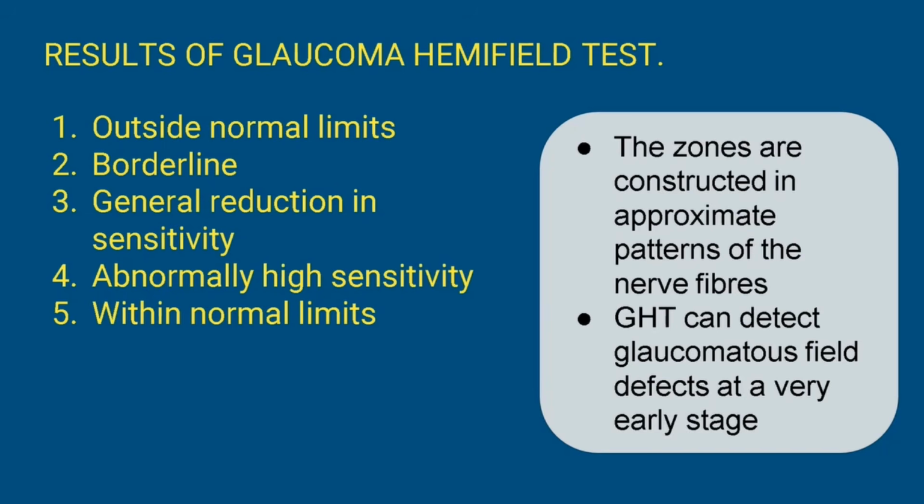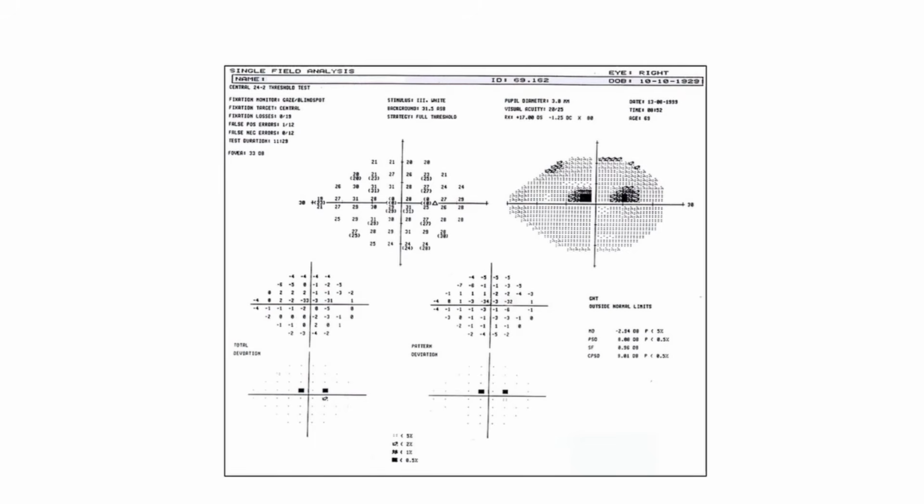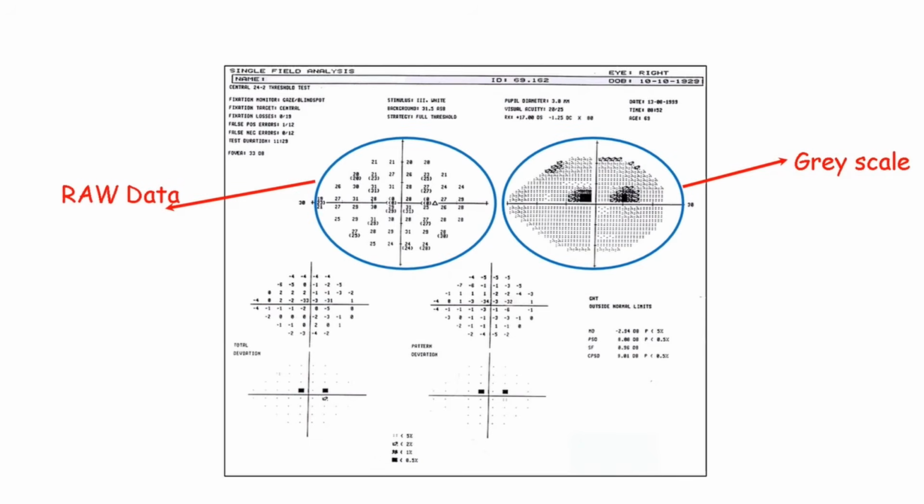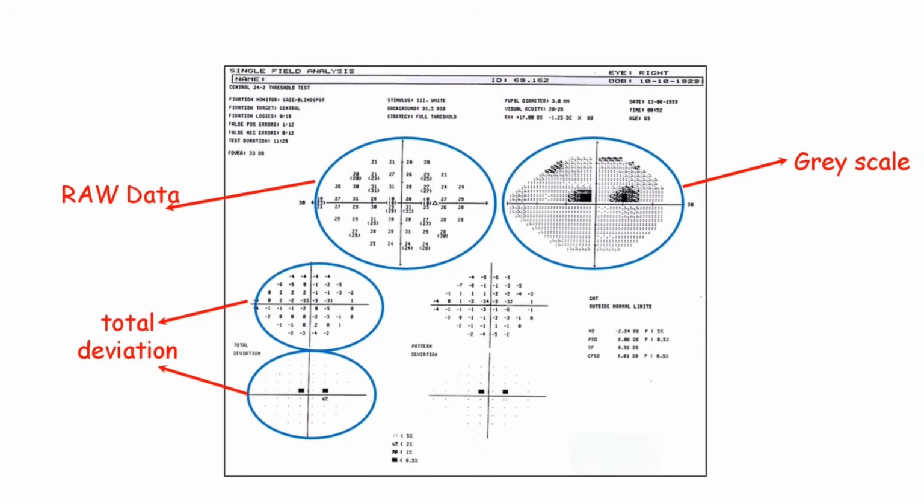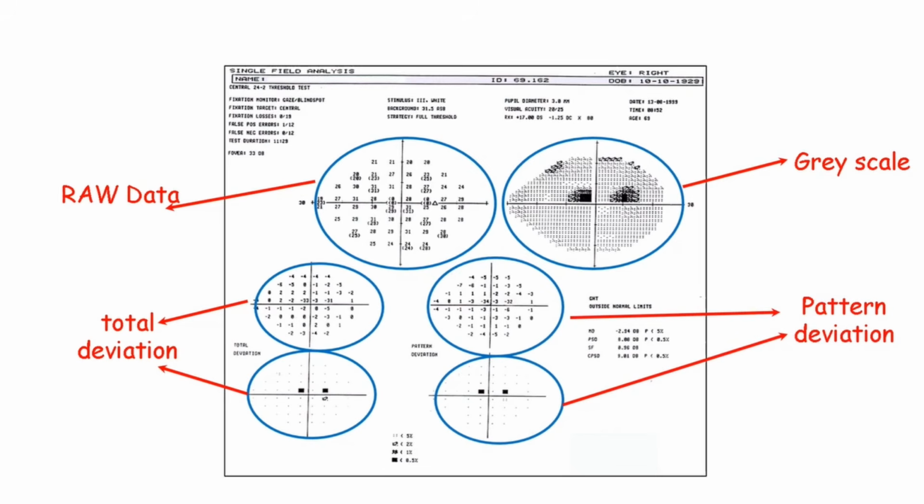The results of GHT can be given as 5 points: outside normal limits, borderline, general reduction in the sensitivity, abnormally high sensitivity, and within normal limits. This slide revises the location of the important points. That is the grayscale, this is the raw data, above is the total deviation numerical plot, and below is the total deviation probability plot. Pattern deviation numerical plot, pattern deviation probability plot below, the global indices, and above that is the glaucoma hemifield test.